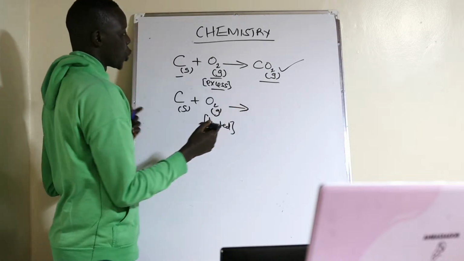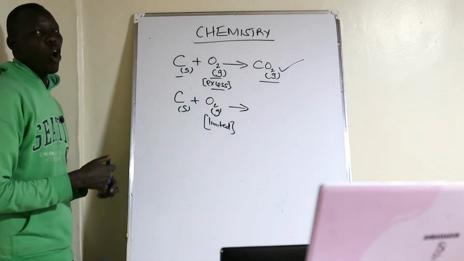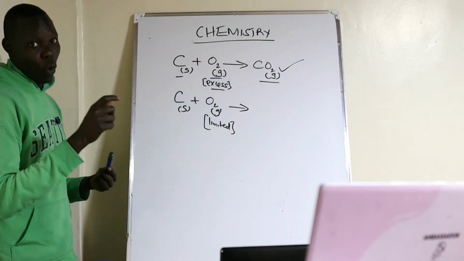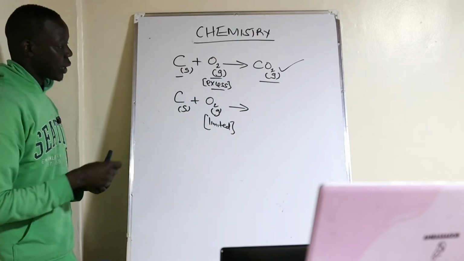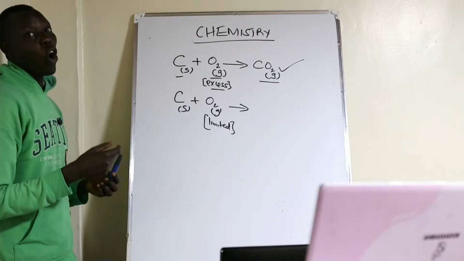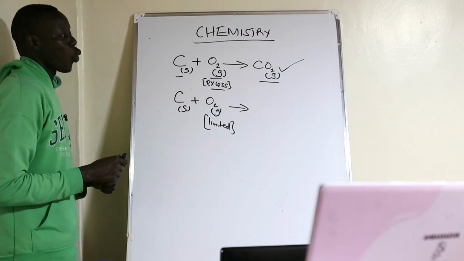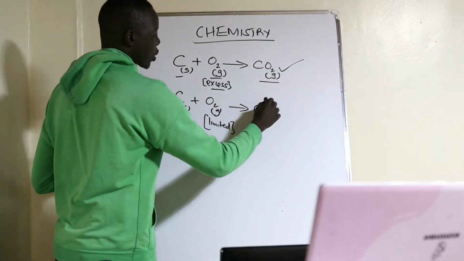What will you get? Because you will not get CO2. You will get the lower oxide of carbon. This is the higher oxide of carbon. CO2 is the higher oxide of carbon. Now, carbon and oxygen, when it is limited, you will get a lower oxide of carbon, known as carbon 2 oxide. Carbon 2 oxide, that way.